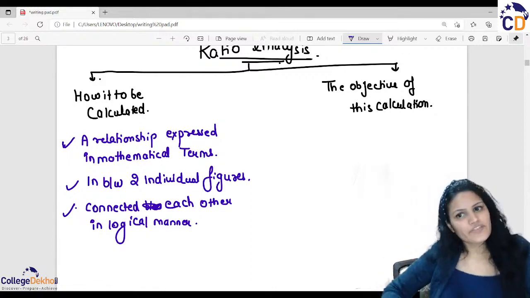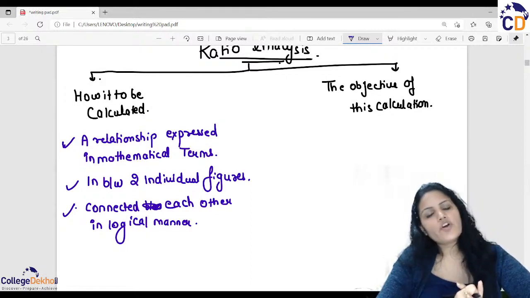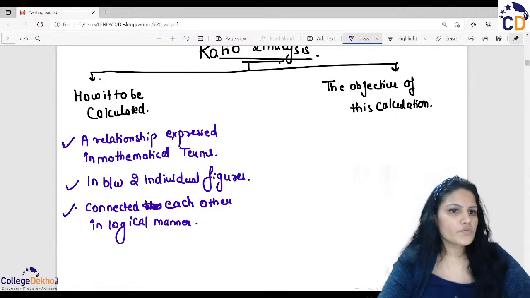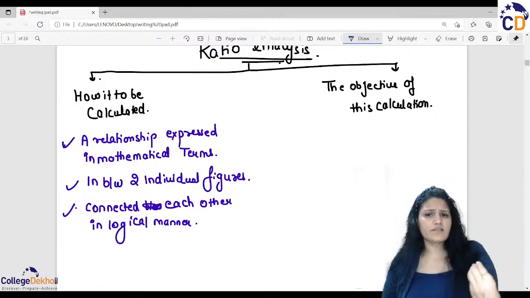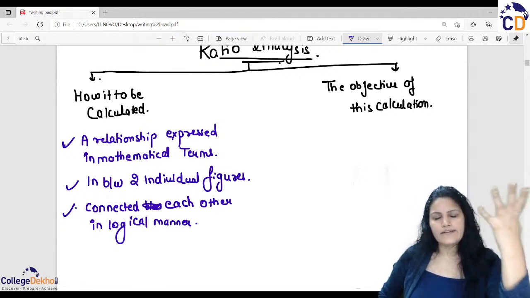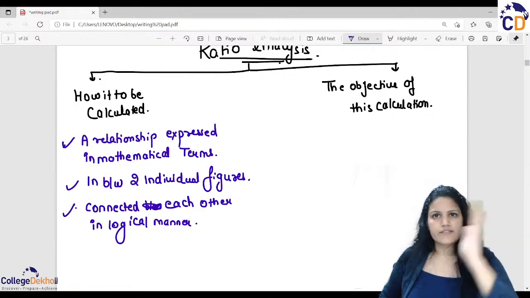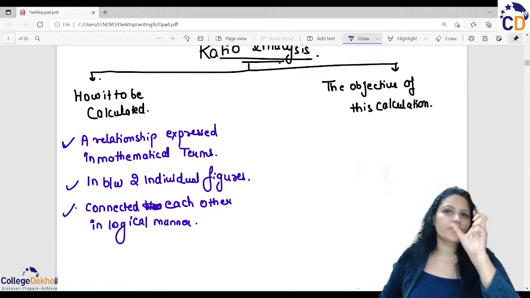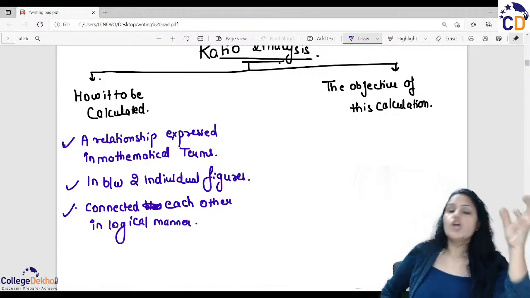So moving further with our topic, ratio analysis: how it is to be calculated and the objective of this calculation. A very simple thing: why are we calculating the ratio? Again and again, for the last 10 to 15 minutes, I'm only saying this. To analyze full figures, maybe 8 digit, 10 digit, 20 digit, whatever the digits may be, and compare the difference in terms of amount, it is quite easy and better to compare in terms of a ratio.